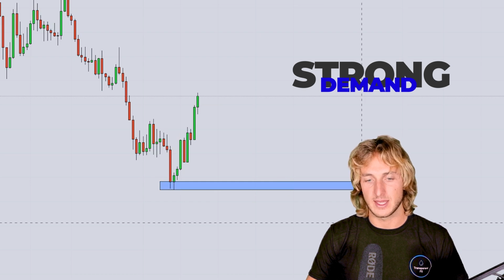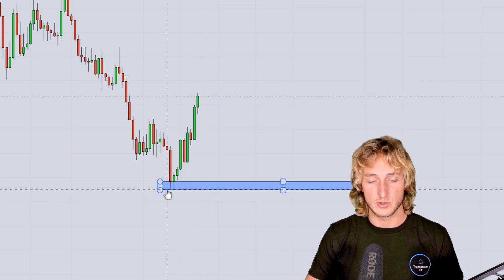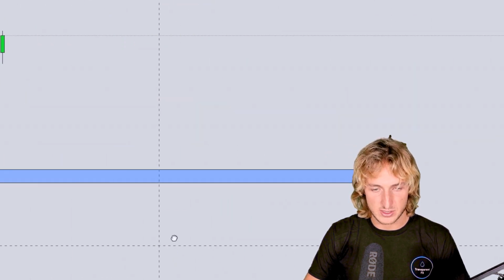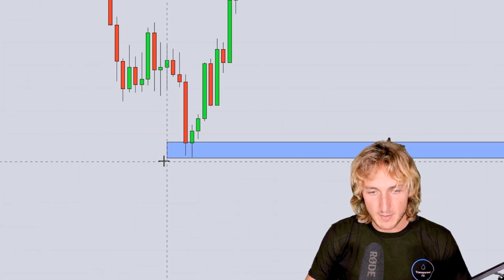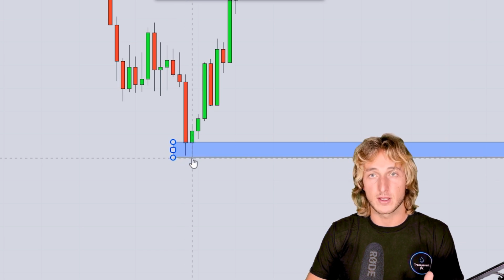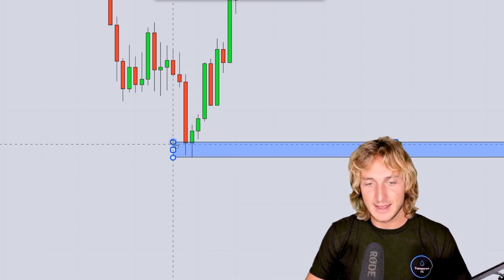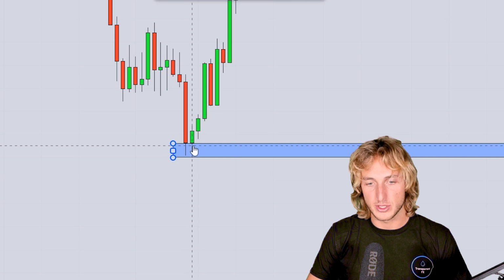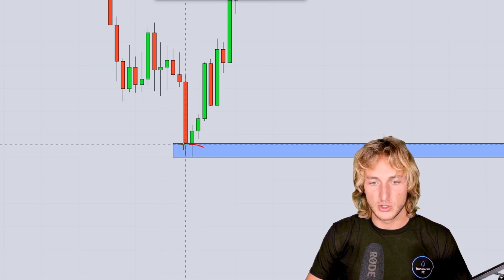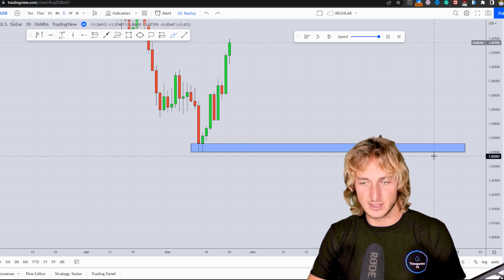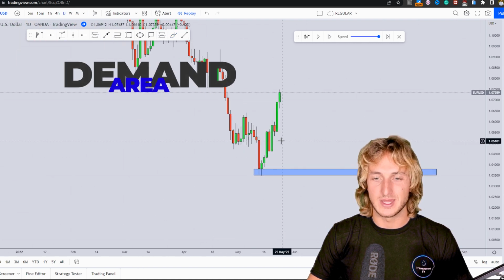Now, how I suggest that you identify a demand area is by using a box. And the way in which you actually place this box is by zooming in and putting the lowest end of the box at the bottom of the wick of the candle that created the low. And then when it comes to the higher end of the box, you will put it at the start of the bodies of the candle. So basically you're taking the box from the bodies all the way down to the wicks. Now this box, if you extend it to the right, will actually give you your demand area.